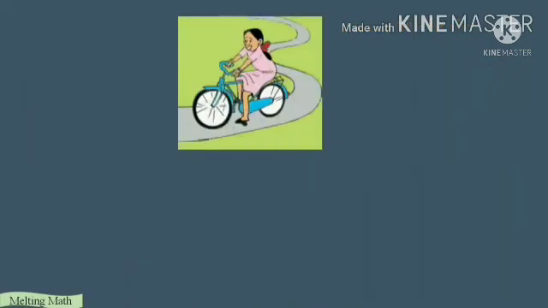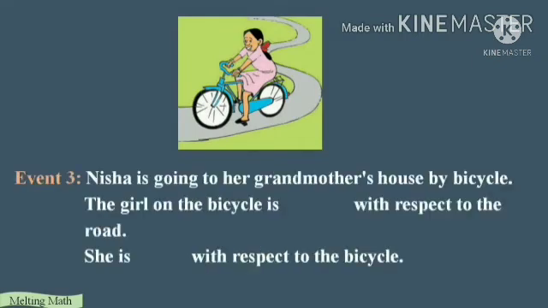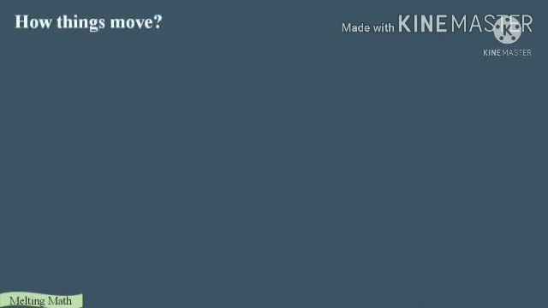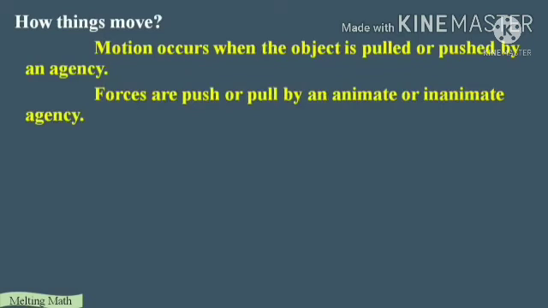Next, one girl is moving on the road using a bicycle. Nisha is going to her grandmother's house by bicycle. The girl on the bicycle is dash with respect to the road. She is dash with respect to the bicycle. She is at rest; the bicycle is moving. So, first answer moving, second one rest.